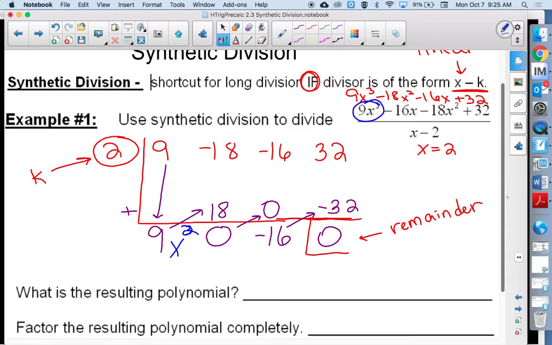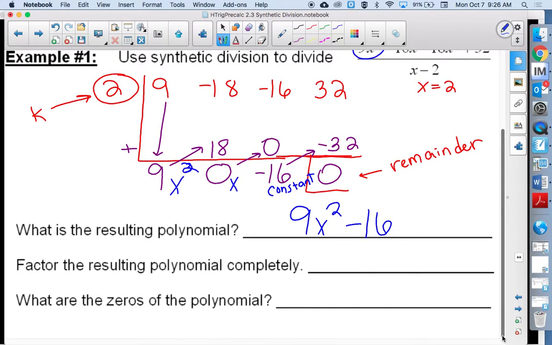The 0 goes along with the x term because they descend in order. And that means the 16 is just our constant. That's just the number left over. So when I write the resulting polynomial, I would say I have 9x squared. I'm not going to write 0x. And then I would write negative 16. So that is our resulting polynomial. It's what you have left after you divide it. So it would be considered our quotient with long division. That's what we would have left over on the top. We still have that piece left over. It's just left over in a different form. The next question underneath wants you to factor this resulting polynomial completely.